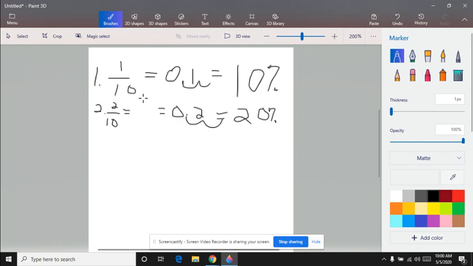So 2 divided by 2 is 1. 10 divided by 2 is 5. So the fraction form of it is 1/5, which is the same as 0.2 decimal, which is 20%. Okay?